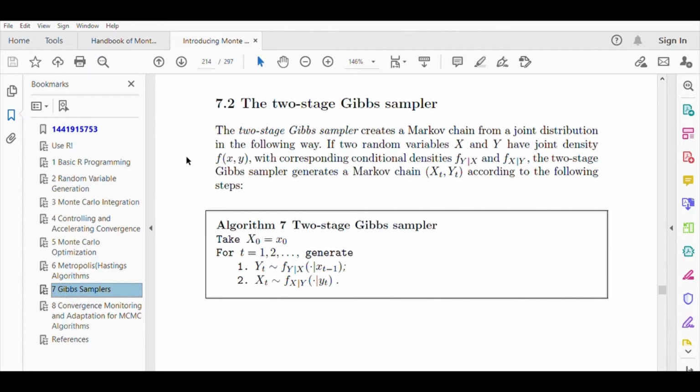you are dealing with a joint or a bivariate random variable, say x and y, whose joint distribution is f_xy, but unfortunately the joint distribution is not known. Instead, what is given to you is the two conditional densities, that is, y given x is available and x given y is available. Then how can you use the concept of Markov chains to generate a random sample from these bivariate random variables, x and y?